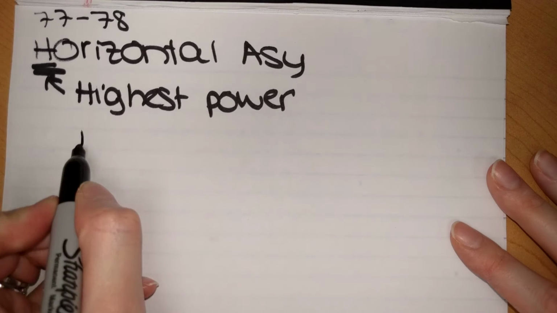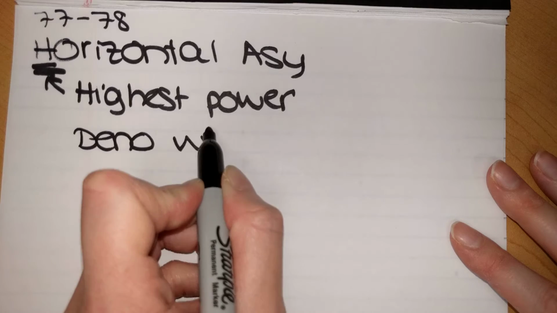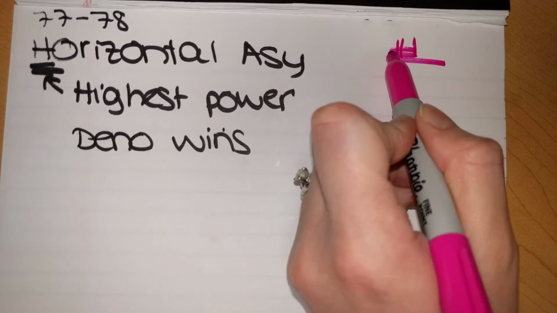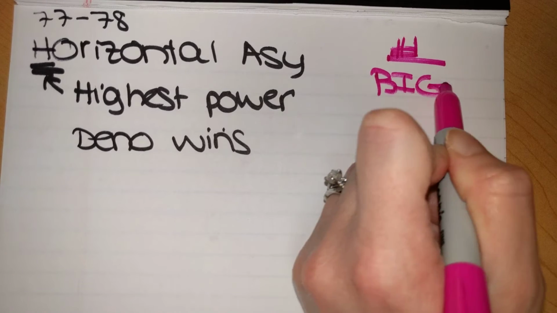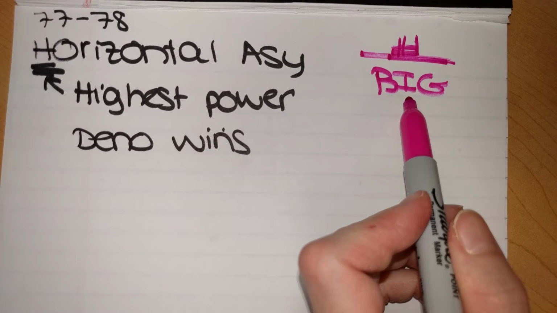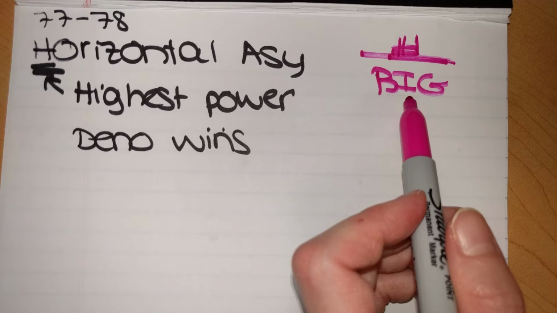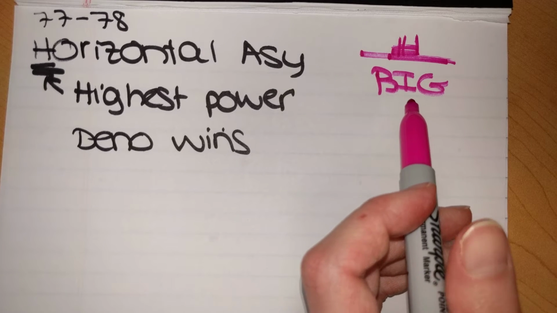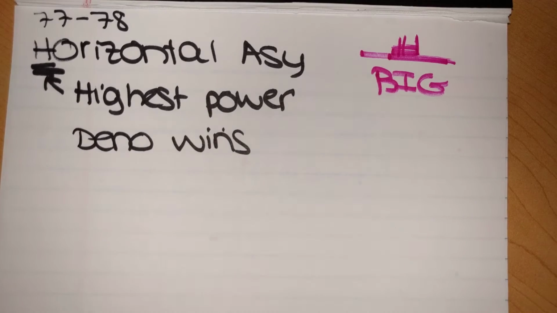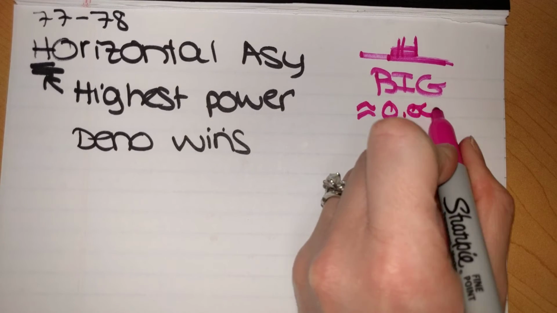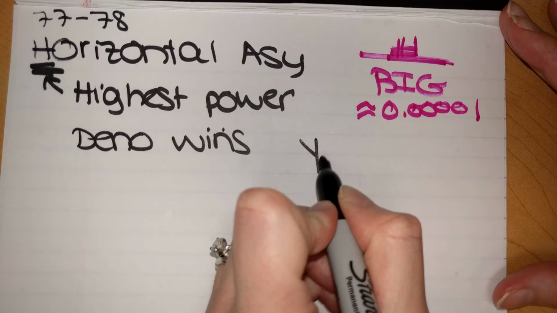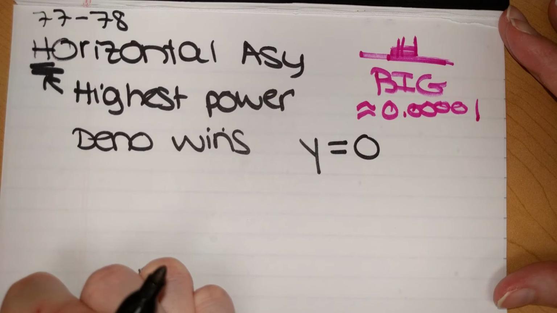So if the denominator wins, then what happens in that situation is that you have a number over a very, very big number. And remember, when you have something in the denominator, the opposite is going to happen. So if it's big in the denominator, it's going to be super, super duper small when you evaluate that out. So it's going to be, for example, 0.00000001. So when the denominator wins, your horizontal asymptote will be y is equal to 0.